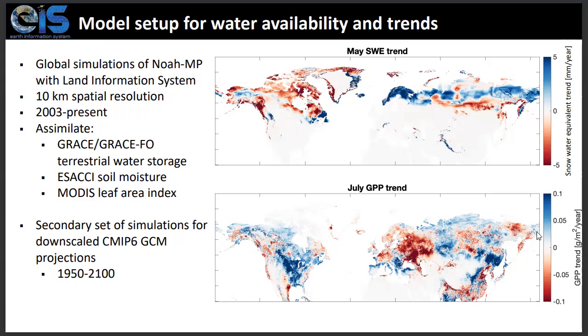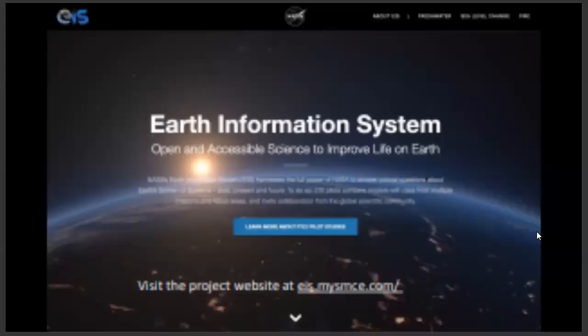And then we have a whole second set of simulations where we're downscaling CMIP6 GCM projections. So again, we'll be able to use the hindcast 2003-to-the-present simulations to capture recent water trends and, really importantly, how remote sensing tools are capturing those trends. And then we'll use our projections to look out to the future. So if you go to the next slide.